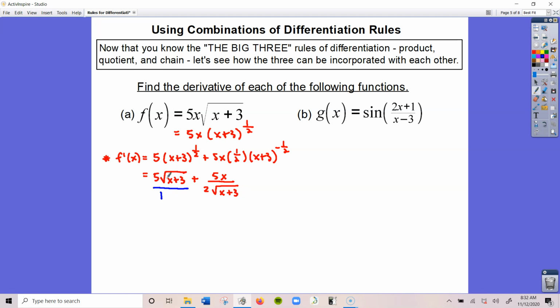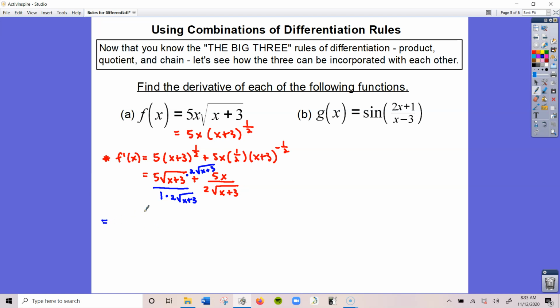So for 5 square root of x plus 3, it's always just over 1 since it is not a fraction. And so our common denominator would be 1 times 2 square root of x plus 3, which is 2 square root of x plus 3. So my common denominator, I'm going to need to multiply this one here by 2 square root of x plus 3. And then I have to do the same thing to the numerator. So times 2 square root of x plus 3.